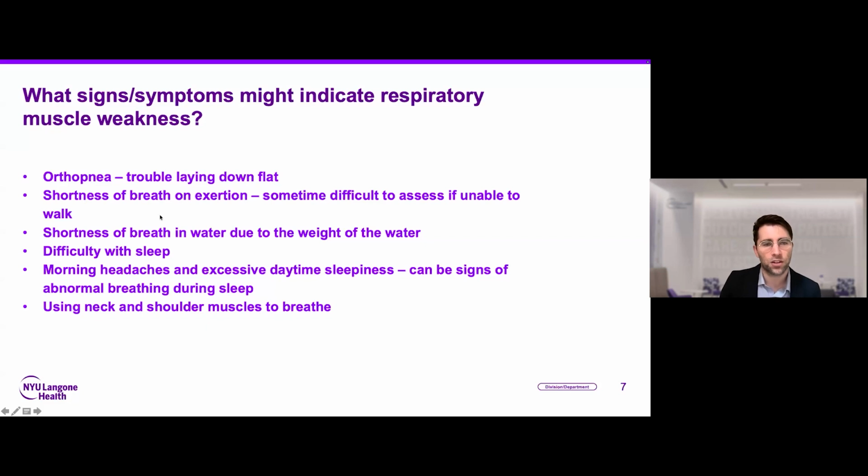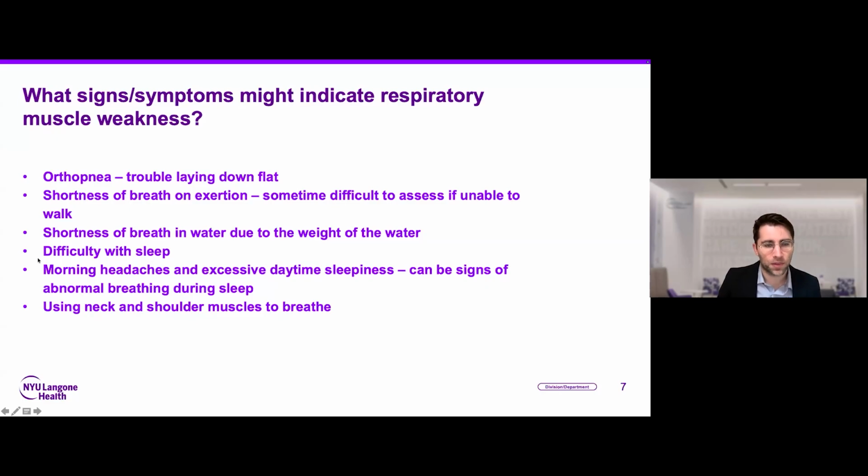And another way that we sometimes get at very early symptoms of shortness of breath and respiratory muscle weakness is if patients are ever in a pool or in water, they may describe feeling like it's very hard to breathe and they're very restricted. And that is really just the weight of the water pressing down on the chest wall and making it more difficult to get in a full breath.